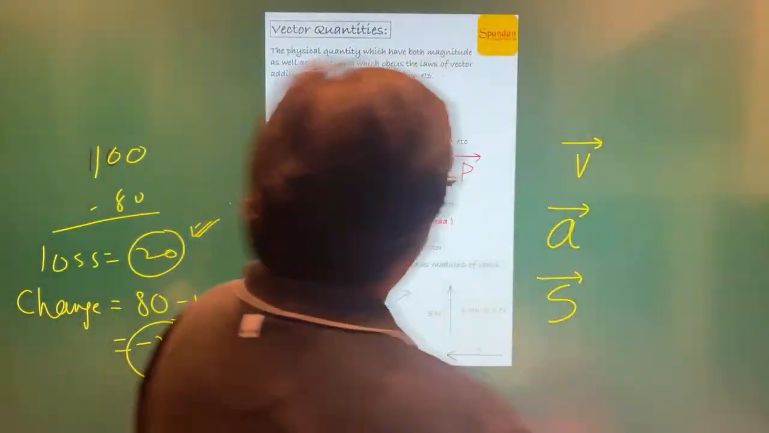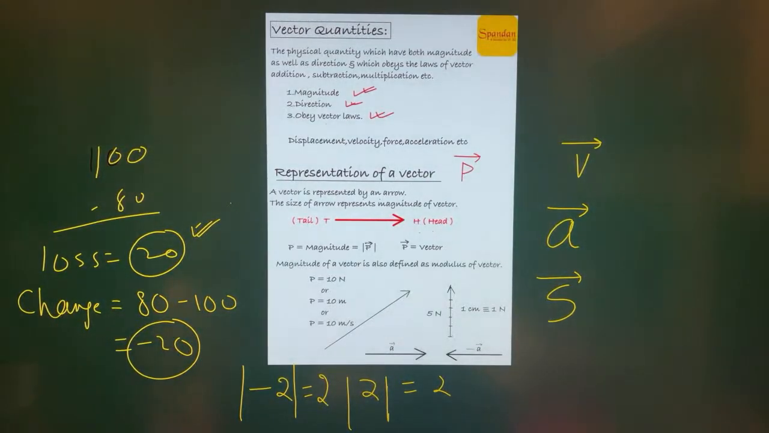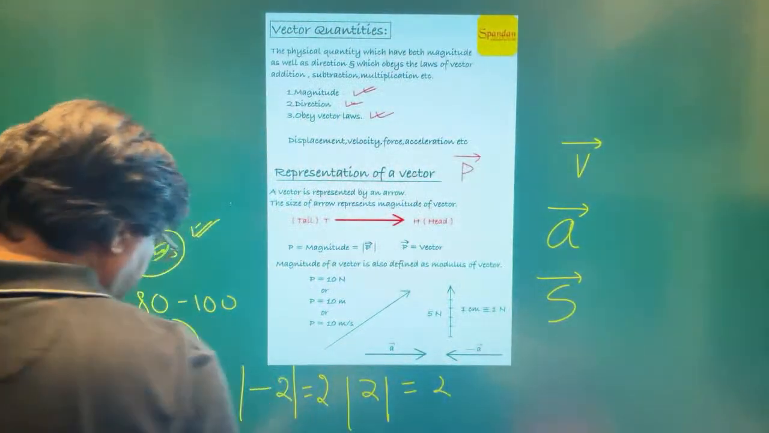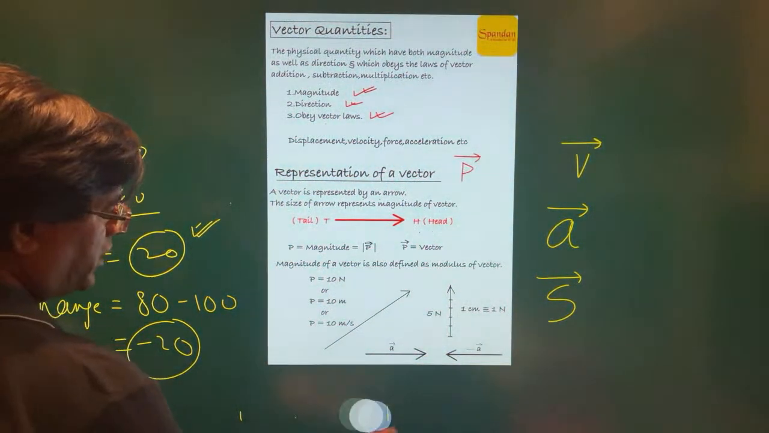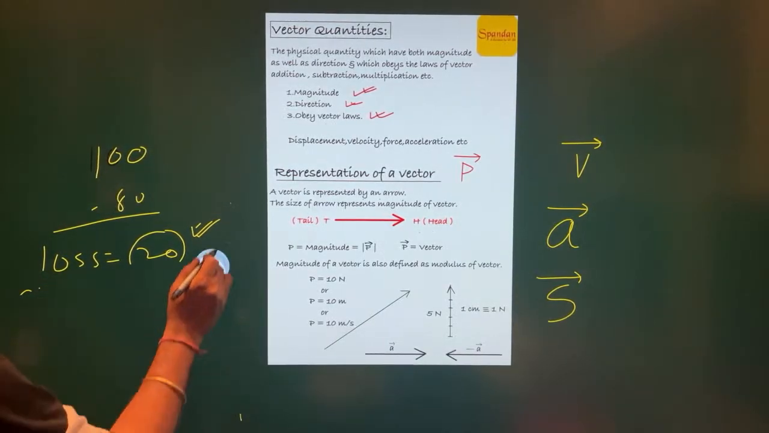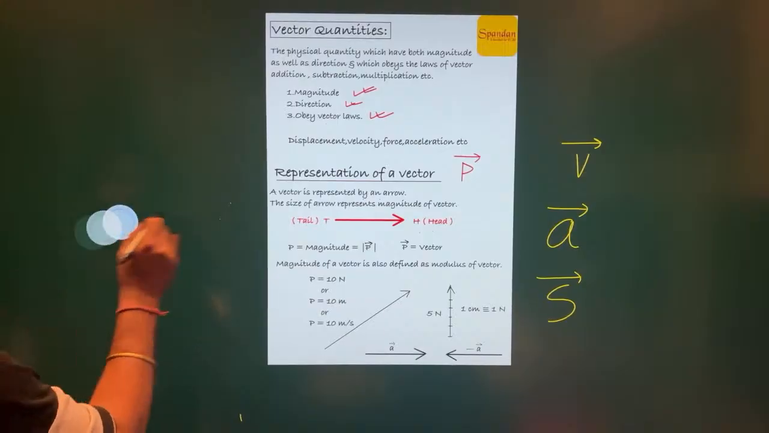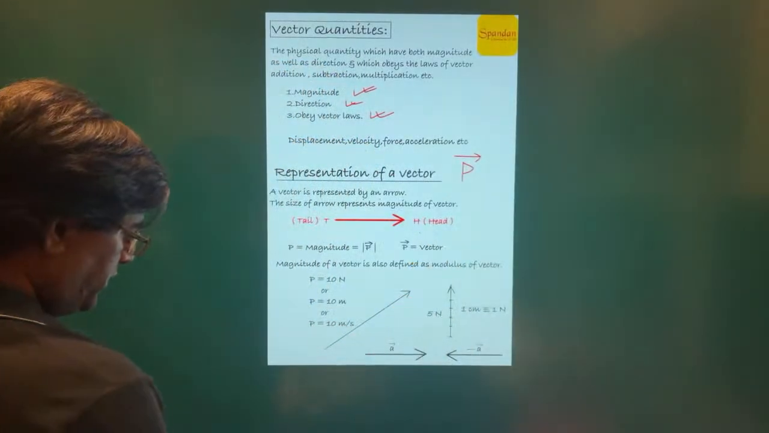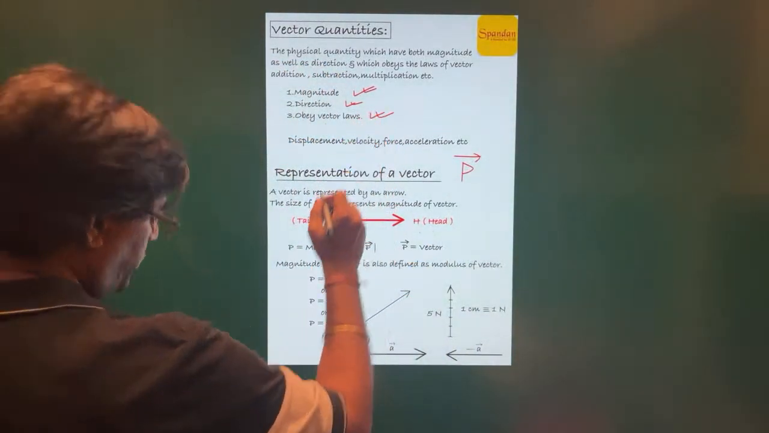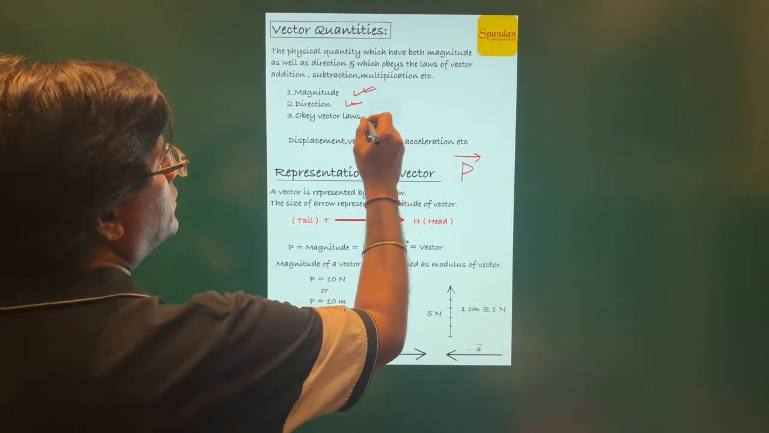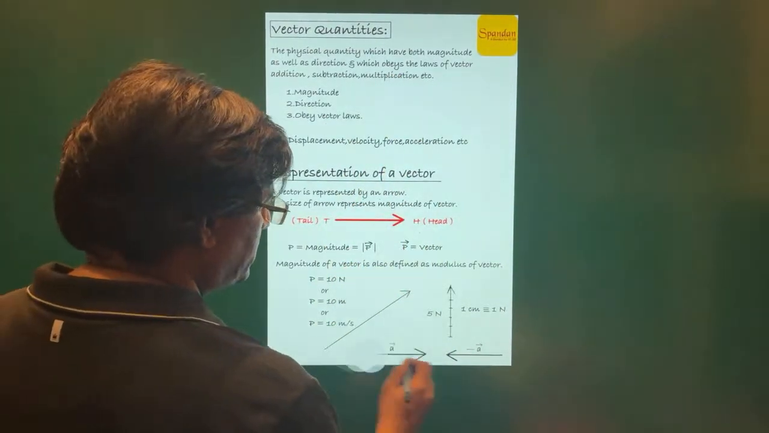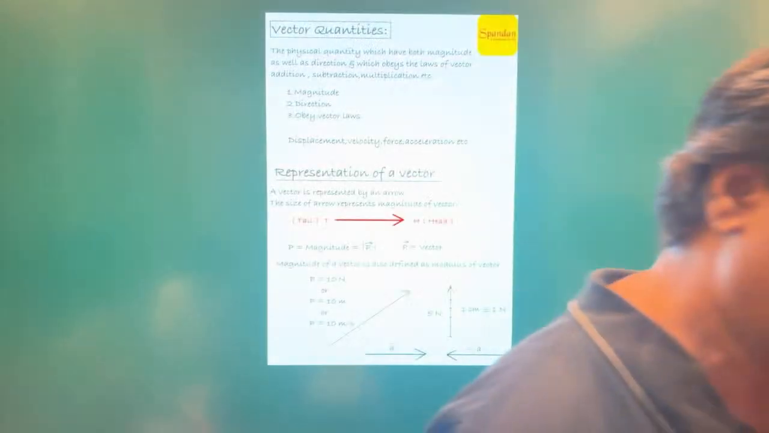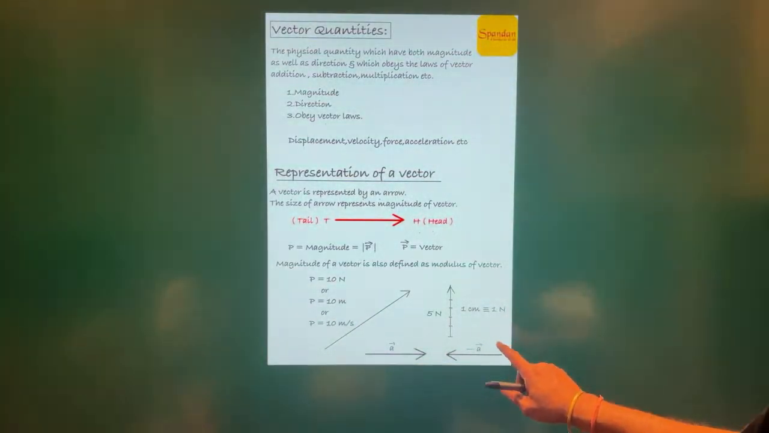Next, we will understand vector quantities, right? So what are vector quantities? These are physical quantities which have direction as well as magnitude. The quantities which have both magnitude as well as direction, and which obey the laws of vector algebra, or vector addition, subtraction, multiplication, etc., are called vector quantities.